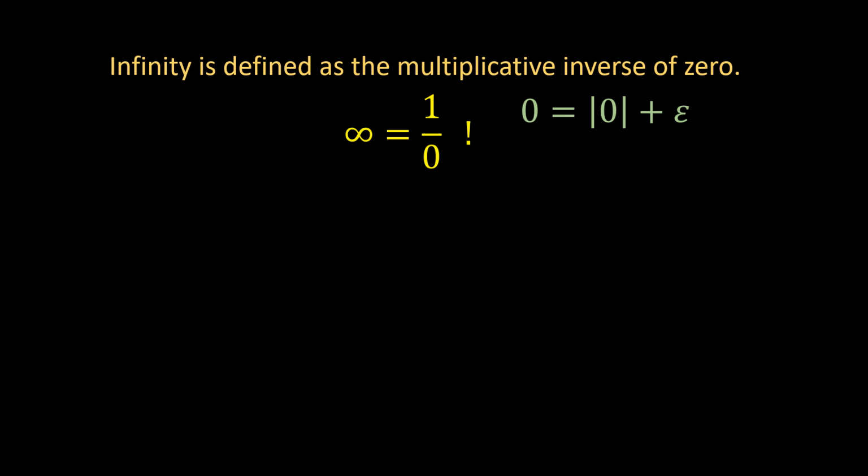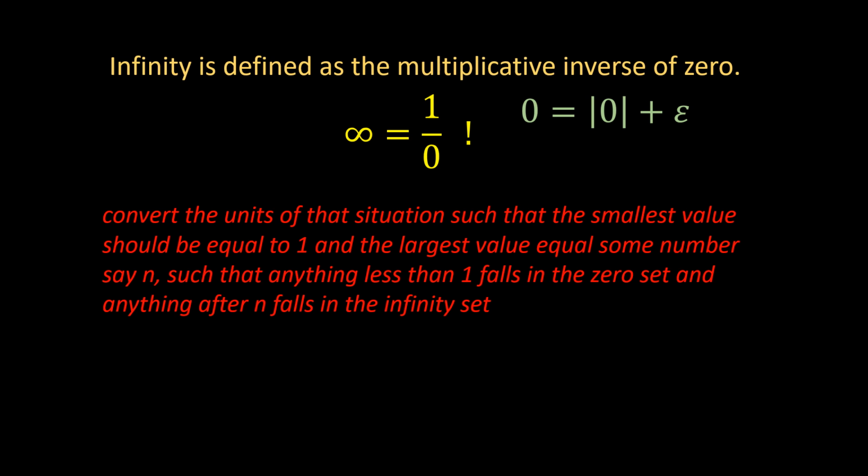So you can look at infinity as a set of numbers that are too big for a particular situation, and 0 as the set of numbers that are too small for that situation. So you have to define those sets for every situation. Next, you convert the units of that situation such that the smallest value should be equal to 1 and the largest value be equal to some number, say n, such that anything less than 1 falls in the 0 set and anything after n falls in the infinity set.